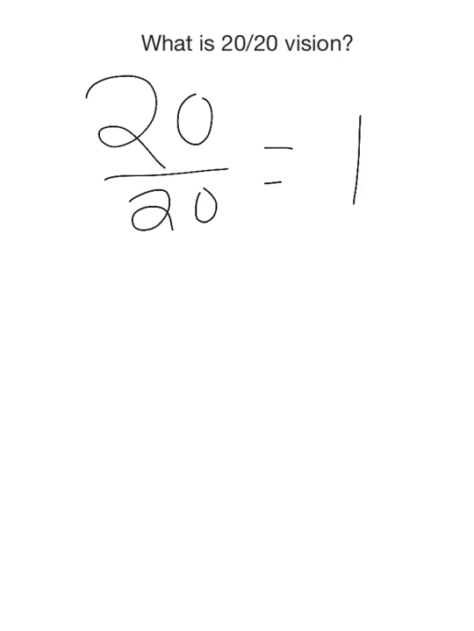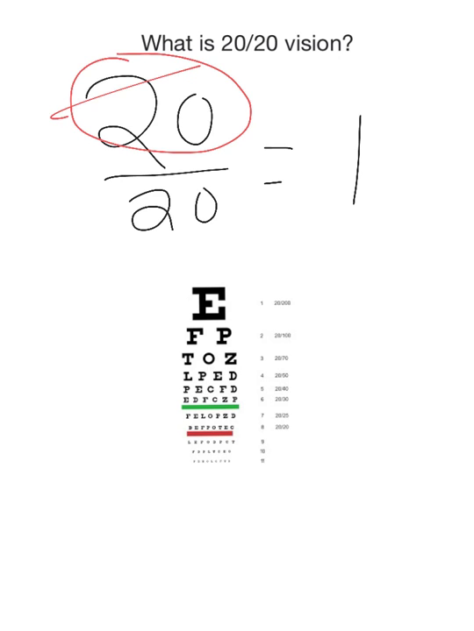So the top number here represents 20 feet. So here I have an eye chart. This is called a Snellen chart. And in the exam room, you're usually sitting 20 feet away from this eye chart.